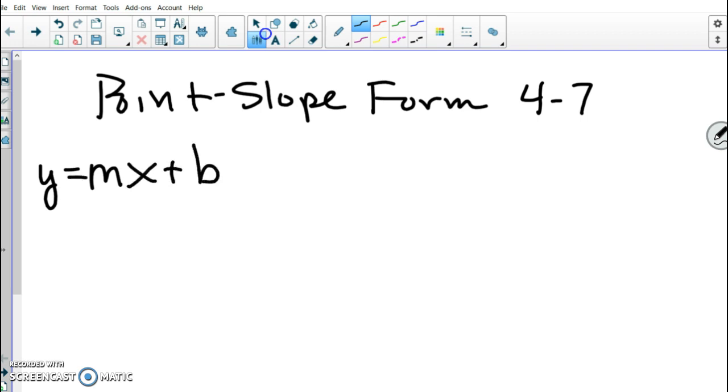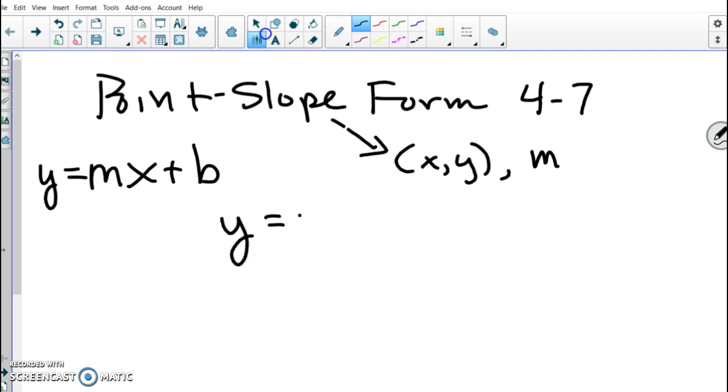If we know the slope of any line, which we know to be represented by m in slope-intercept form, I don't want you to get this confused with slope-intercept form. This is point slope. So for point slope, we need a point, x, y, and a slope, m. These are the two things we need. If you look at point slope form, it's y, which is our variable, minus y1, which is our point that we're working with.